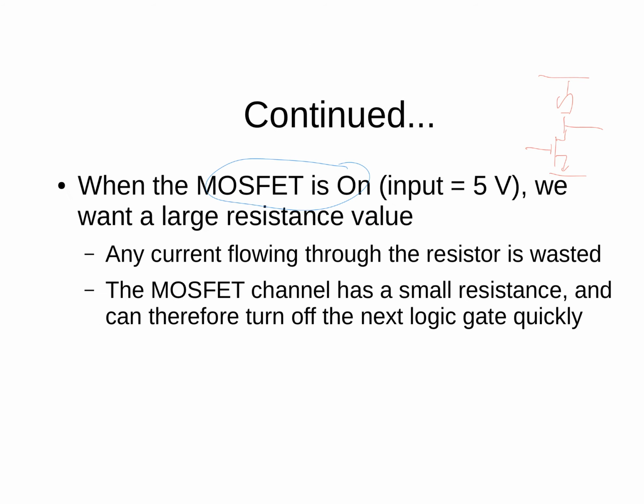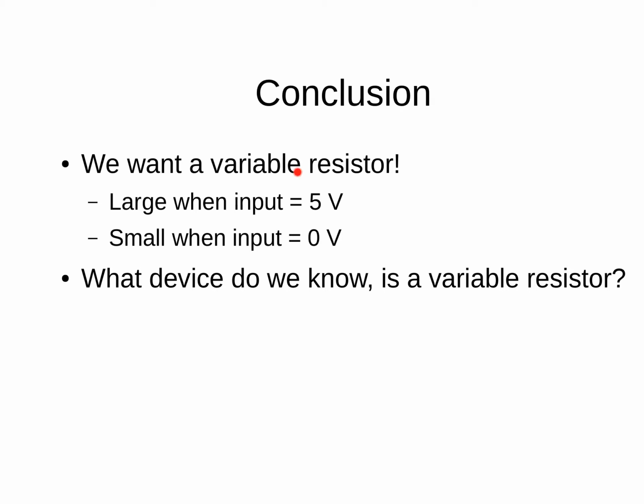When our MOSFET is on, then all the current flows down through our MOSFET and the output's going to be at 0 volts. And this current flowing down through this pull-up resistor is just going to waste energy. In this case, we want our pull-up resistor to have a very large resistance value, the opposite of before. So when the MOSFET is on, we want the resistor to have a large resistance. When the MOSFET is off, we want this resistor to have a very small value. This means we want to have a variable resistor.